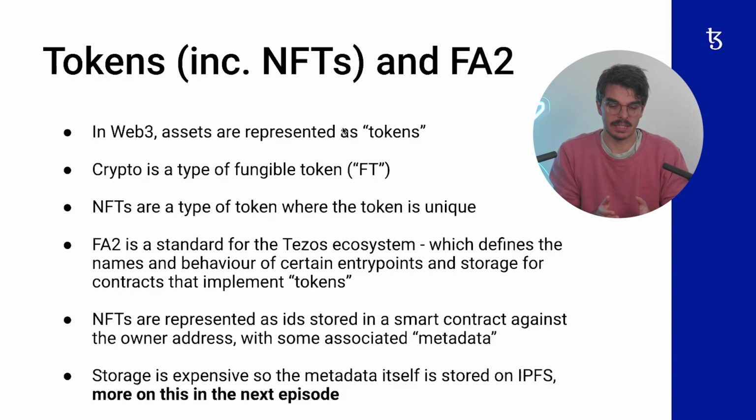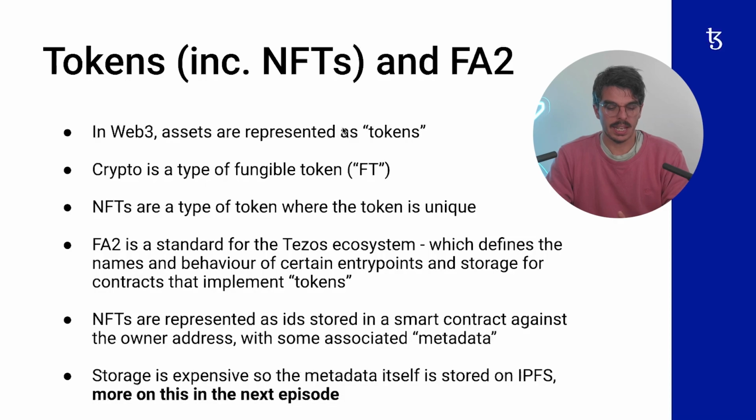So what that really means, as this fourth bullet point says, is that for a contract to adhere to the FA2 standard, it needs to have certain entry points with certain names and certain parameters, and its storage needs to be structured in certain ways, such that any tokens that are created by that smart contract can interact with all the different dApps in the Tezos ecosystem.